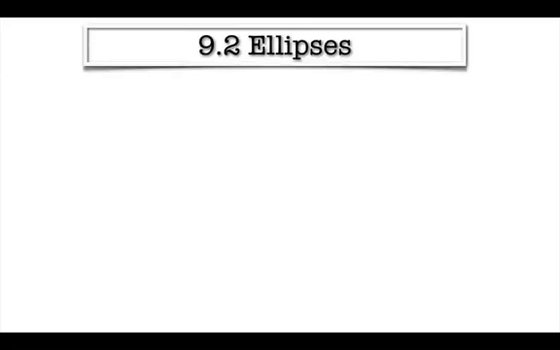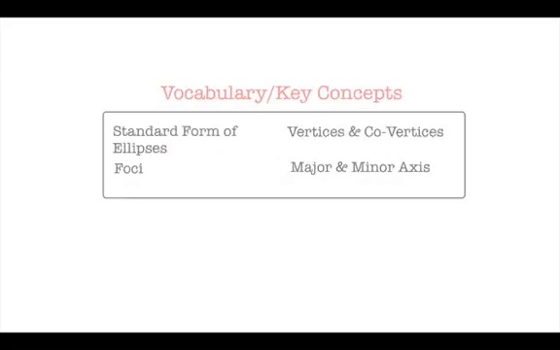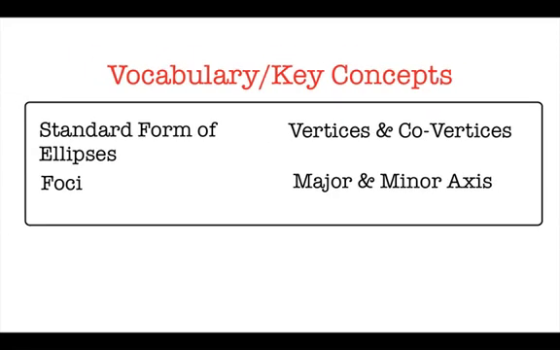Section 9.2, Ellipses. These are the objectives. Write equations of ellipses in standard form. Use properties of ellipses to model and solve real-life problems. Most of this section is going to be familiar. These are the concepts you saw in Algebra 2, and we're going to review them. Now we're going to be applying this to word problems.